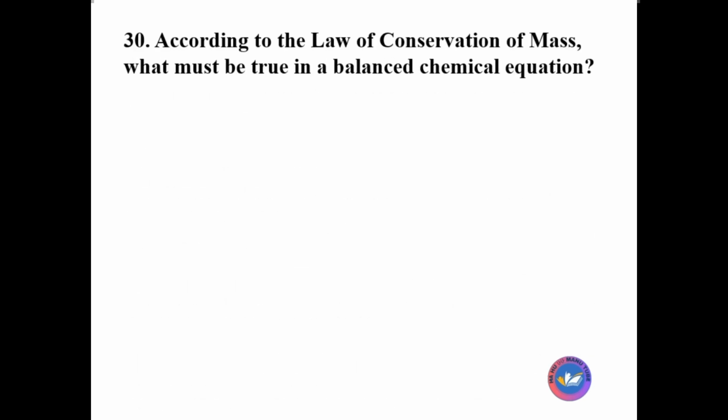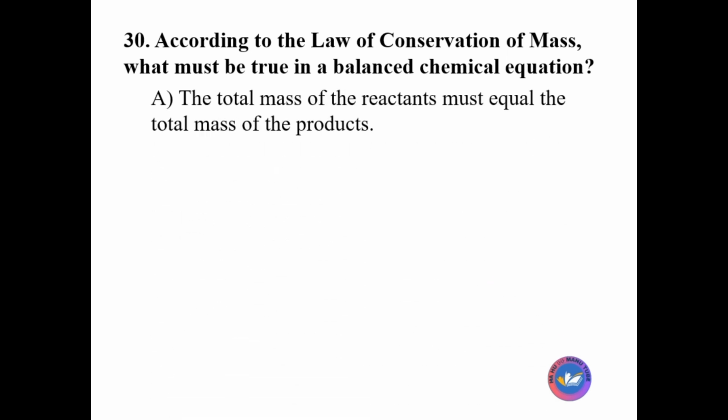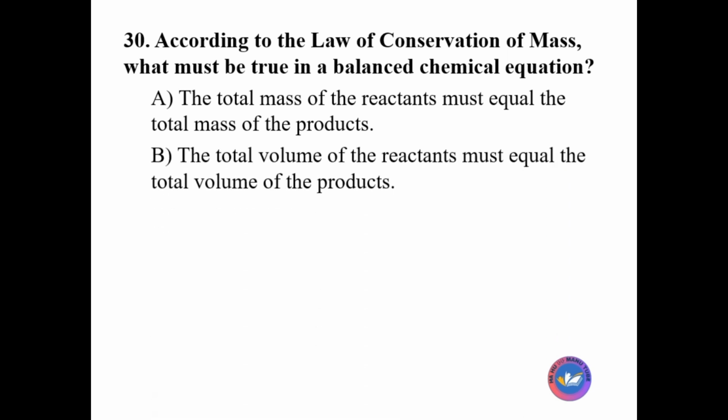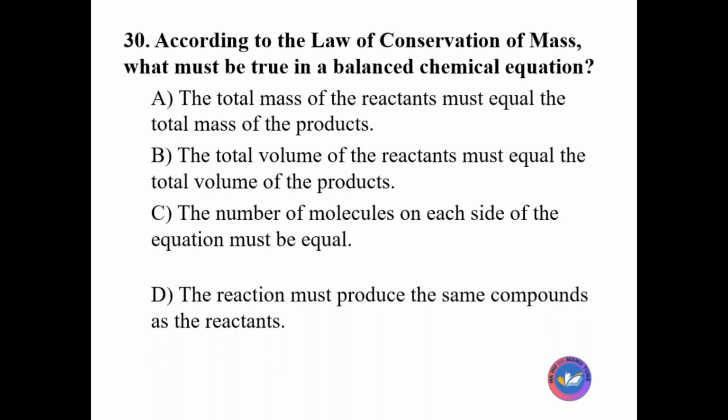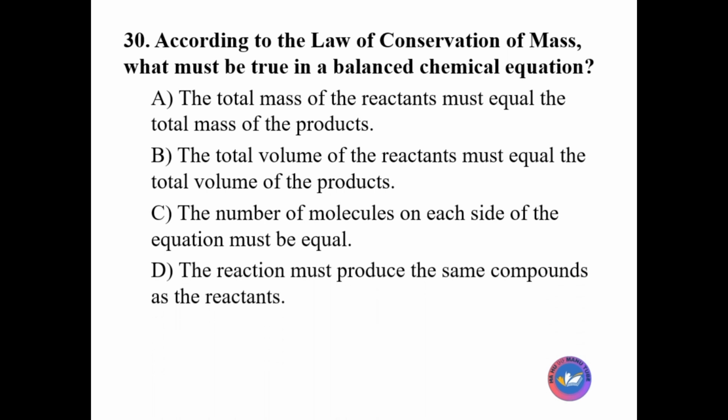Question number 30. According to the law of conservation of mass, what must be true in a balanced chemical equation? A. The total mass of the reactants must equal the total mass of the products. B. The total volume of the reactants must equal the total volume of the products. C. The number of molecules on each side of the equation must be equal. D. The reaction must produce the same compound as the reactants.